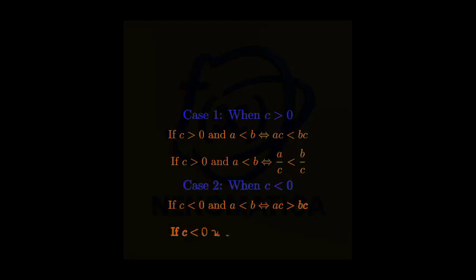Now, let's consider the second case. When we multiply or divide both sides of an inequality by a negative number, the direction of the inequality flips or reverses. In mathematical notation, if c is less than 0 and we have a less than b, then ac is greater than bc. This means multiplying both sides by a negative number reverses the direction of the inequality. Similarly, a over c is greater than b over c when c is negative, which means dividing both sides by a negative number also reverses the inequality direction.